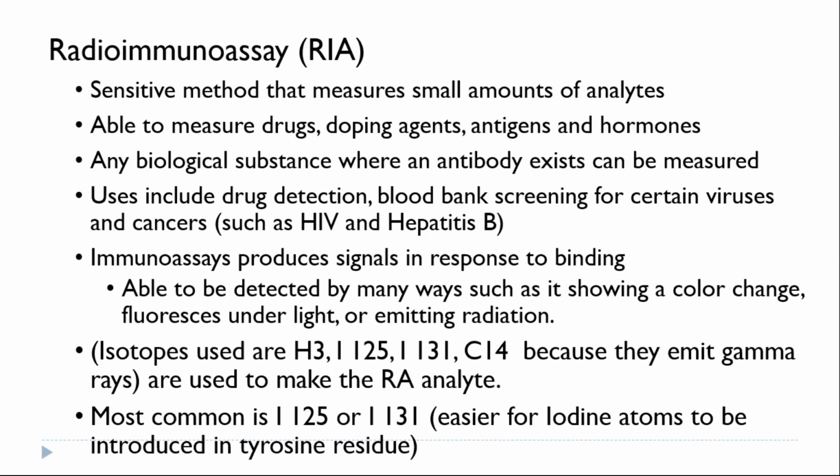It is used to measure drugs, doping agents, especially in food supplements, antigens, hormones, etc. It can be used wherever an antibody can be produced. It is used in drug detection, blood bank screening, and also for certain viruses and cancers. The radioimmunoassay produces signals in response to the binding, and here radioisotopes are used. The most commonly used radioisotopes are iodine 125 and iodine 131, as it is easier for them to be introduced in the tyrosine residues.